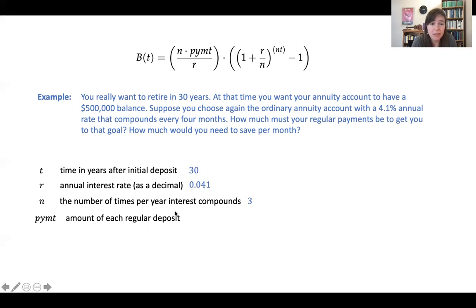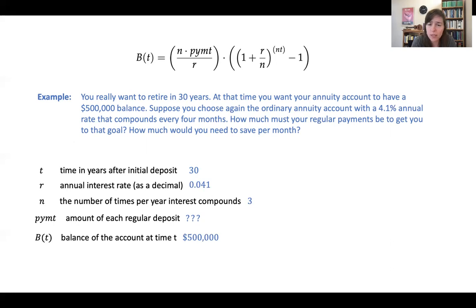The payment, the amount of each regular deposit, actually, we don't know. This is something we're going to need to solve for. So, okay, this is a question mark right now. This is what it's asking. What is the regular payment? So, okay, we'll leave that alone for a moment. And now the balance. So in the previous example, we had to solve for the balance. But here we're assuming we know where we want to end up. We know we want a balance of $500,000. So our B of T is going to be 500,000.